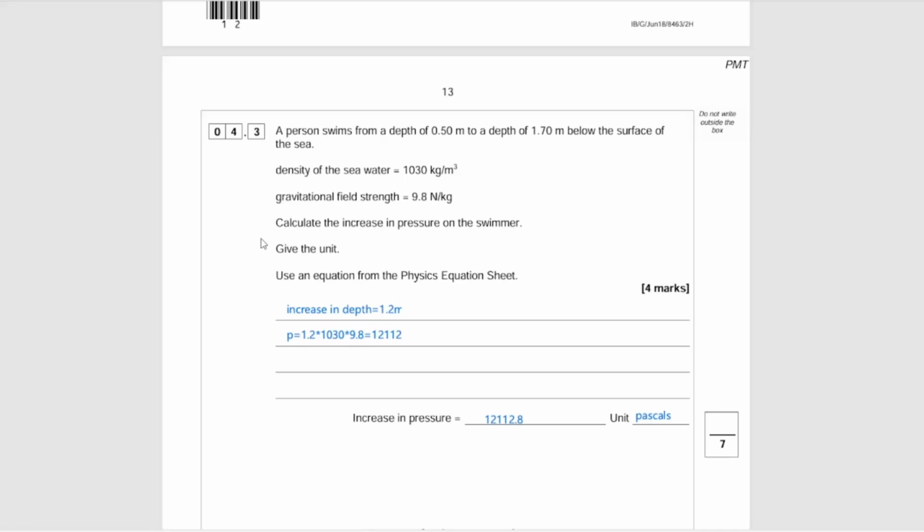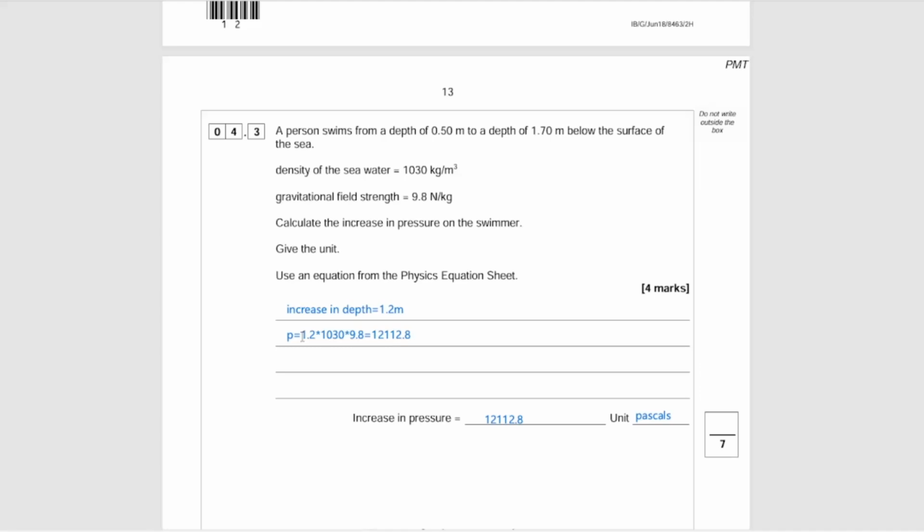A person swims from a depth of 0.5 meters to a depth of 1.7 meters. The density of the water is 1030 kilograms per meter cubed, and the gravitational field strength is 9.8 newtons per kilogram. Calculate the increase in pressure on the swimmer, and we're asked to give the unit. So I'm just going to make it larger so we can see all the maths. The increase in depth from 0.5 to 1.7 is 1.2 meters, and we're asked what is the change in pressure.